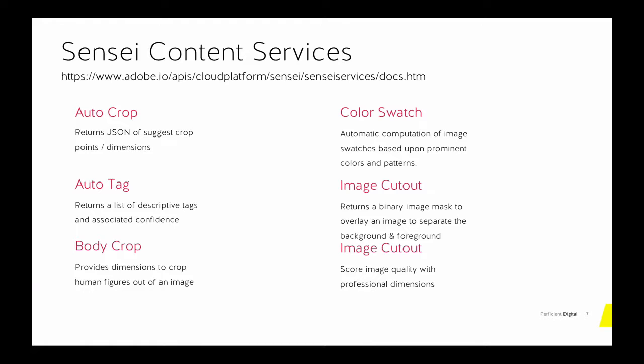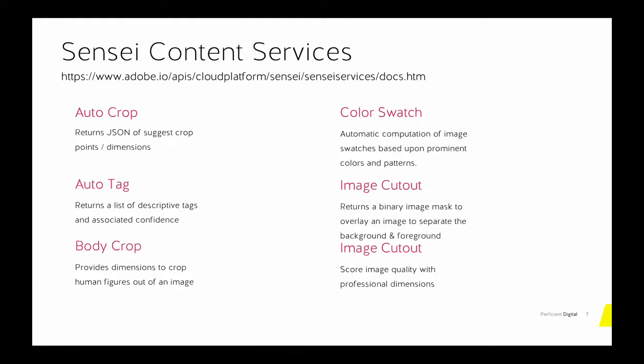Image cutout's kind of neat. So if you've ever seen where you mask an image with a transparent overlay so that it highlights the center point of the image, that's how that works, and it actually sends back the binary of that. So kind of interesting thing to note here: JSON, binary. But the image cutout will send back an image to overlay over top of that image to highlight the focal point.